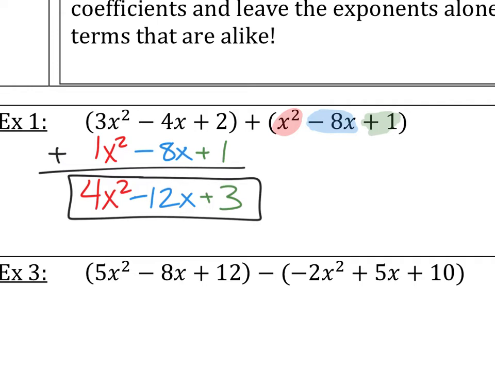So it doesn't matter if the things are in order, does it? You just have to make sure you line up the correct ones. So make sure the squareds go underneath the squareds and the x's go underneath the x's and then the regular numbers under the regular numbers. Does that make sense? Okay, great.